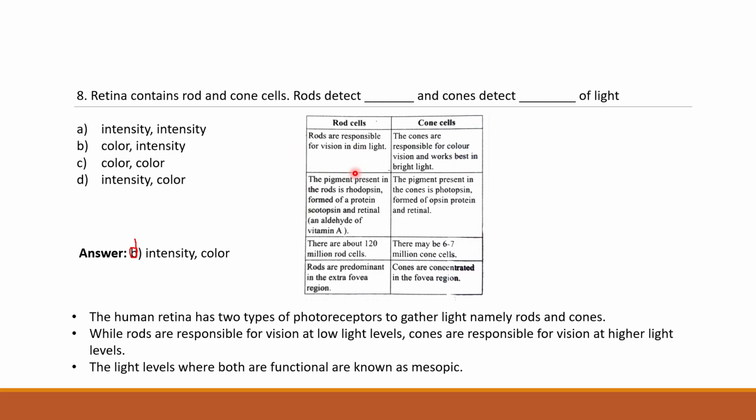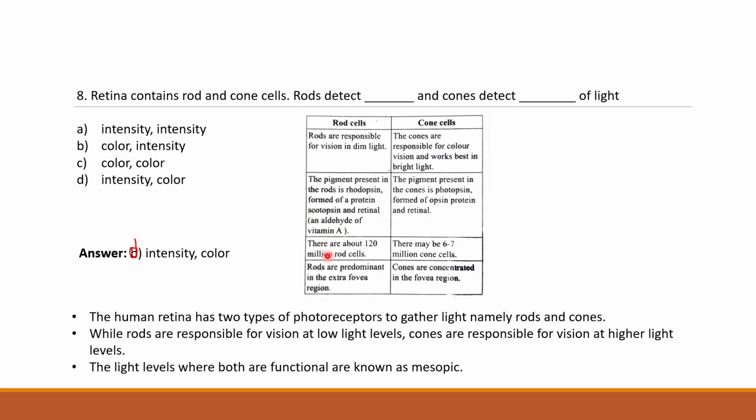Rods are responsible for vision in dim light. Cones are responsible for color vision and work best in bright light. Just now we discussed. Then the pigment in rods is rhodopsin, which is formed from a protein called scotopsin and retinal. Okay, retinal is an aldehyde form of vitamin A. Then the pigment present in the cone cells is photopsin, and it is formed from opsin protein and retinal. So this is rhodopsin, rod cells, photopsin, cone cells.